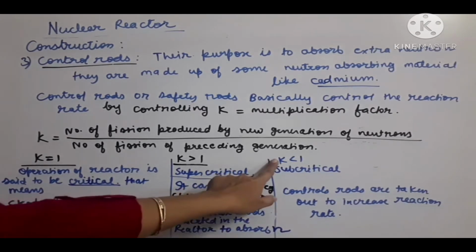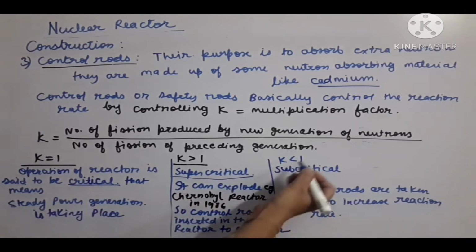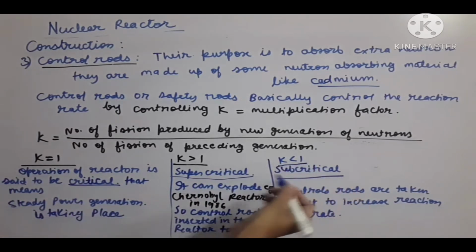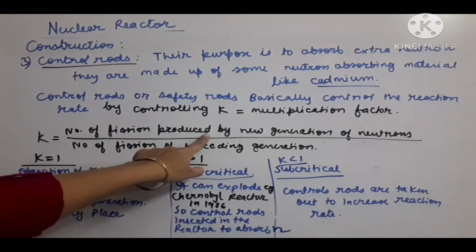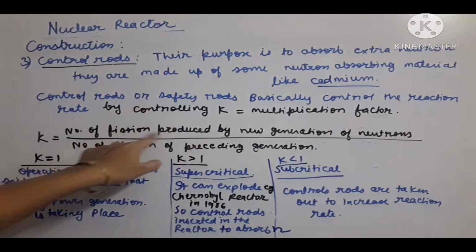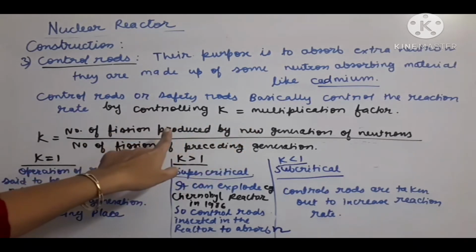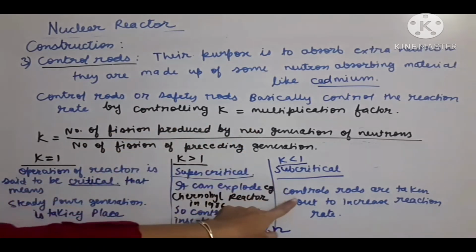Okay, now what is the meaning of K less than 1? K less than 1 means subcritical. Operation of the reactor is subcritical. That means the required number of fission by new generation is not taking place. The number of fissions in the new generation is less. That should not happen. So what should we do now?